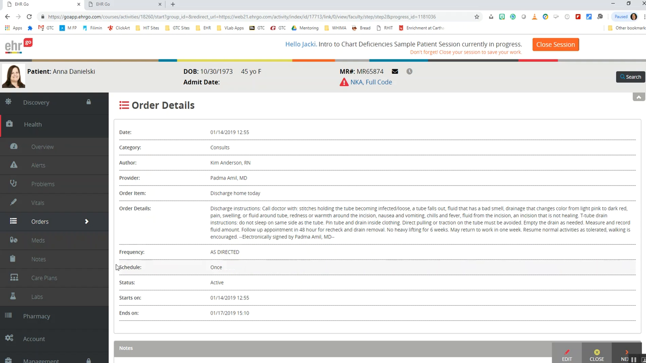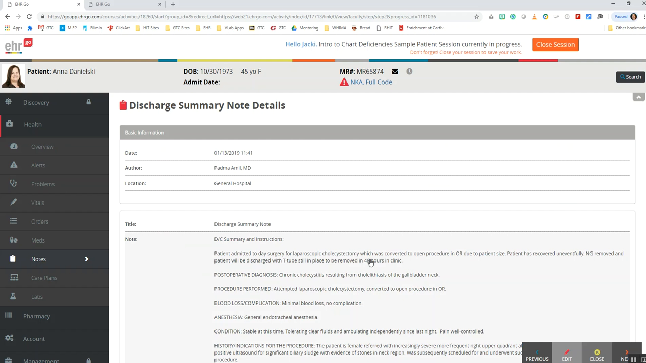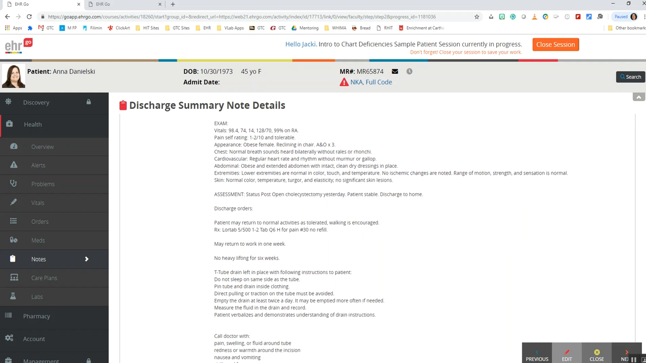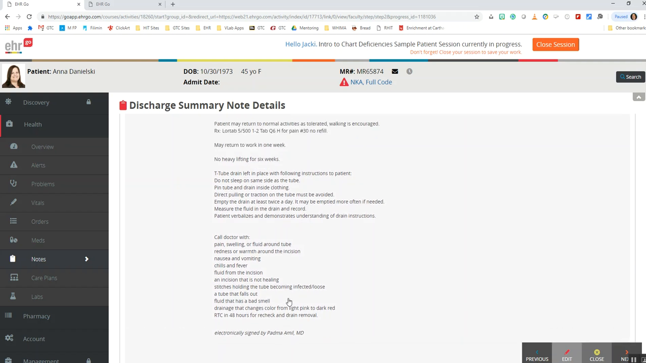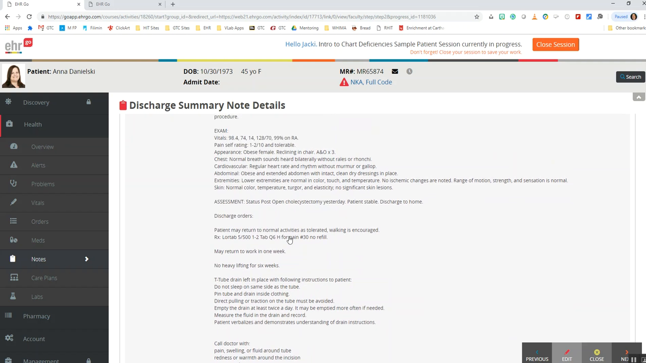Physician discharge summary. So we're going to look at the notes. Discharge summary note. Here's the physician. The author is listed in this column. Is it written? Yes. Is it signed? For this, we'll look at the bottom. Yes, it is signed. The final diagnosis. It does not say discharge diagnosis on here. So that is deficient.